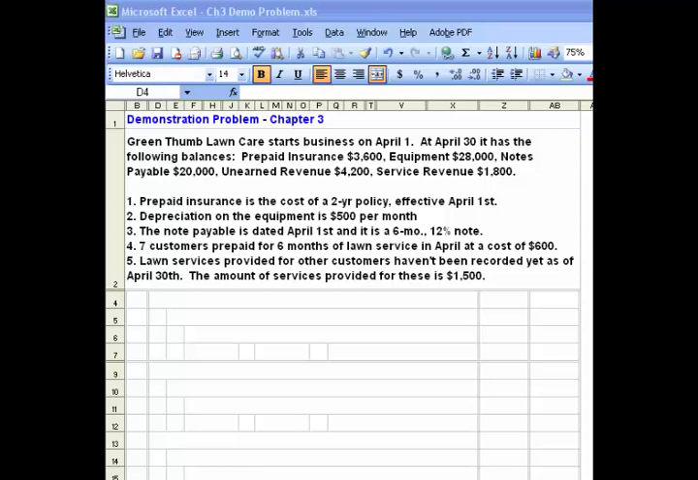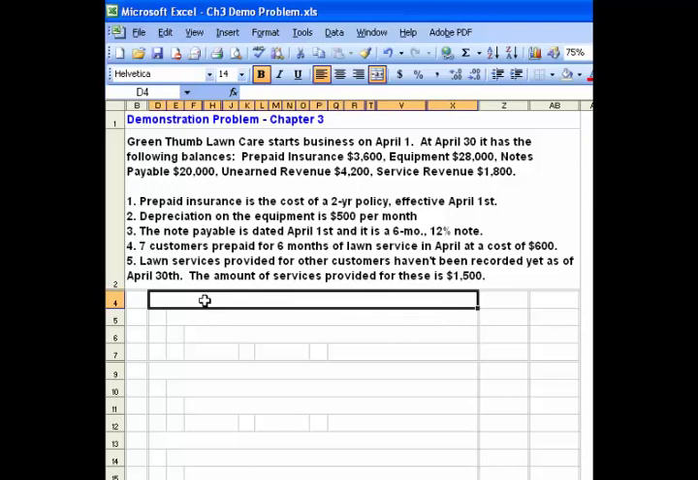Knowing these balances requires you to know something of the rules of debits and credits that's covered in the text. Okay, so let's cover the first entry. Prepaid insurance is the cost of a 2-year policy effective April 1st. Now, we're at April 30th when we're making these entries to make sure we've stated the financial statements correctly. Okay, well, we know that prepaid insurance is $3,600. We need to record how much of that insurance has expired.